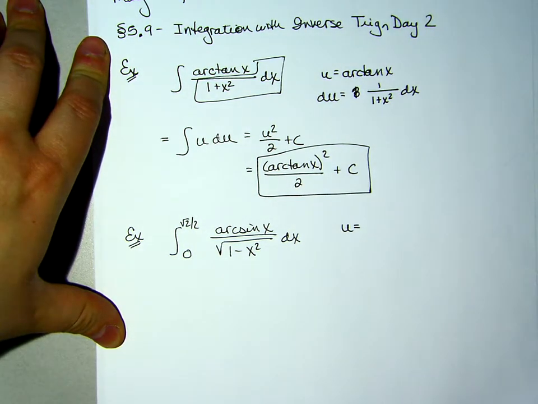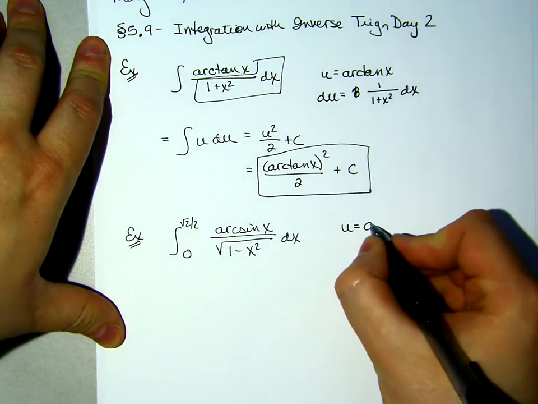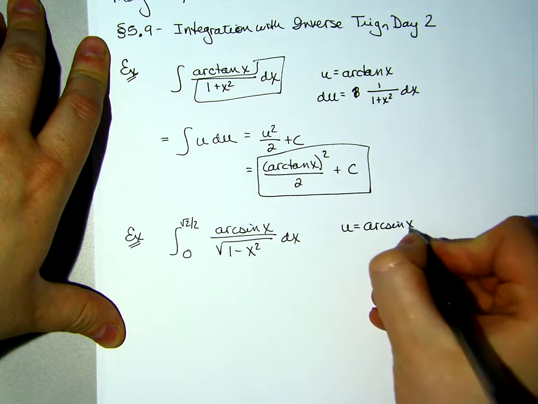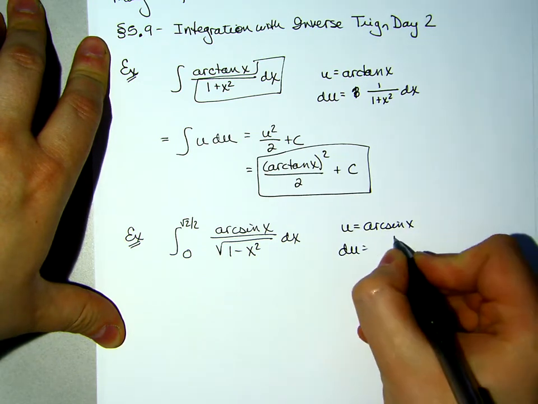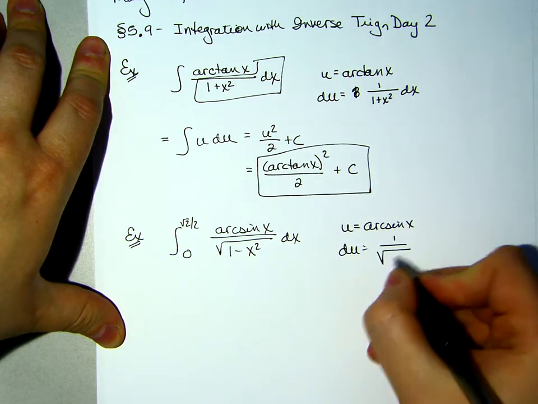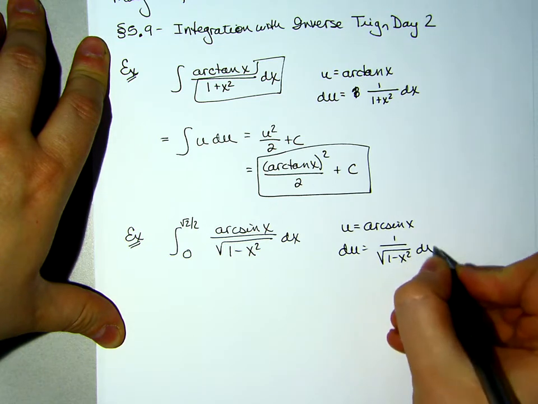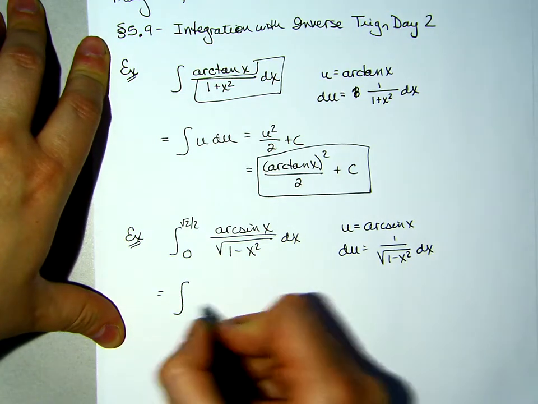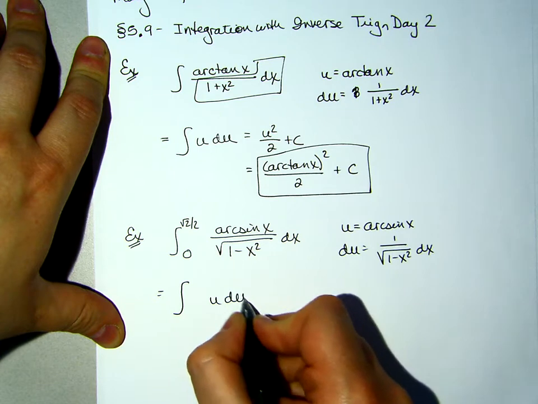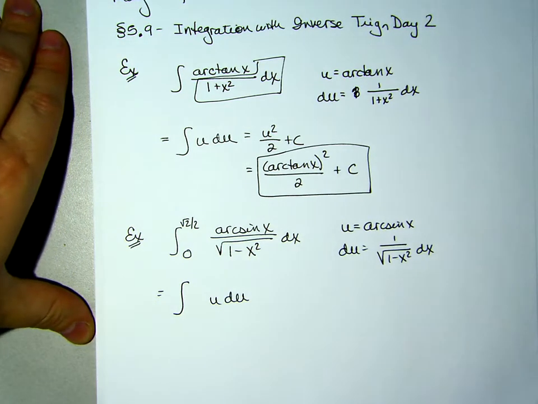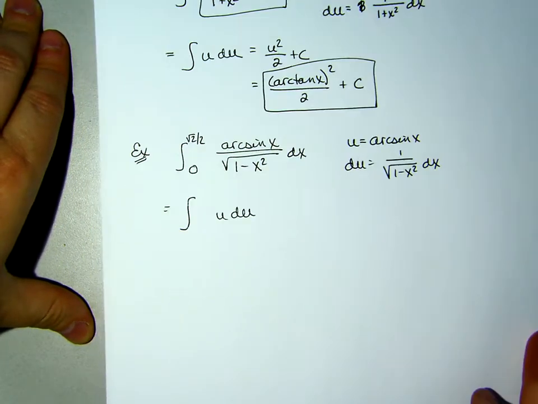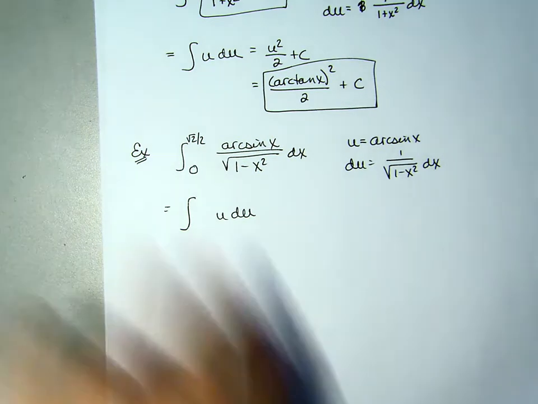I think u is easy. What's u? Arc sine of x, which is nice because its derivative, 1 over the square root of 1 minus x squared dx, is exactly what you have. This really just becomes the same as last time, the integral of u du. What's the extra piece that we have to deal with?